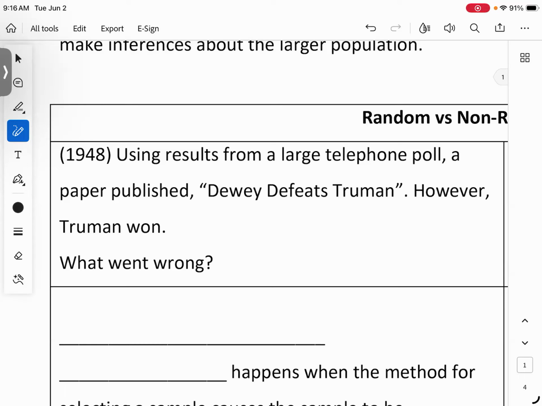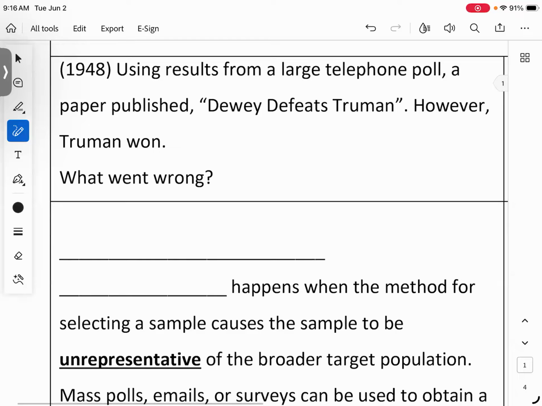So the sample they got led them to an incorrect conclusion. And so what went wrong? What went wrong was that the sample was biased. And so we're going to put right here: sampling bias.